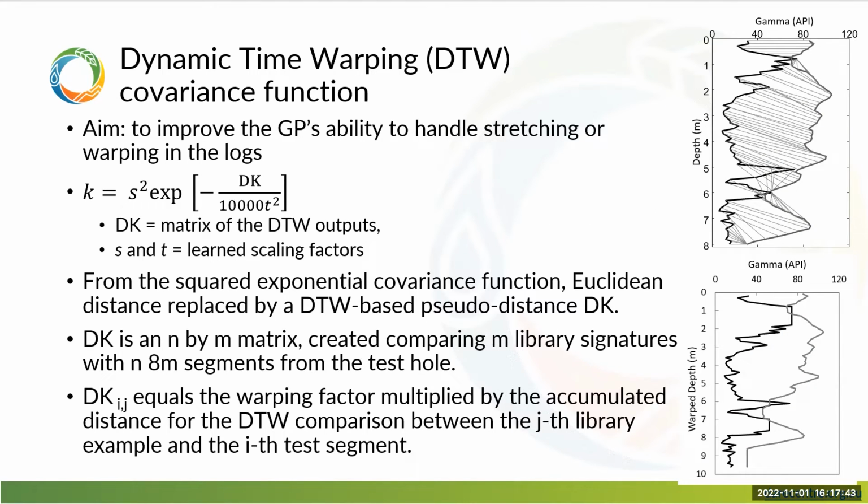A while back, I showed how some stretched or distorted NS signatures were harder for the GP to identify. To improve in this area, a dynamic time warping covariance function was developed. So you can see the form of it there. It's based on the squared exponential covariance function, but the Euclidean distance was replaced by a pseudo distance dk, which is based on the warping factor and accumulated distance from the dynamic time warping algorithm.